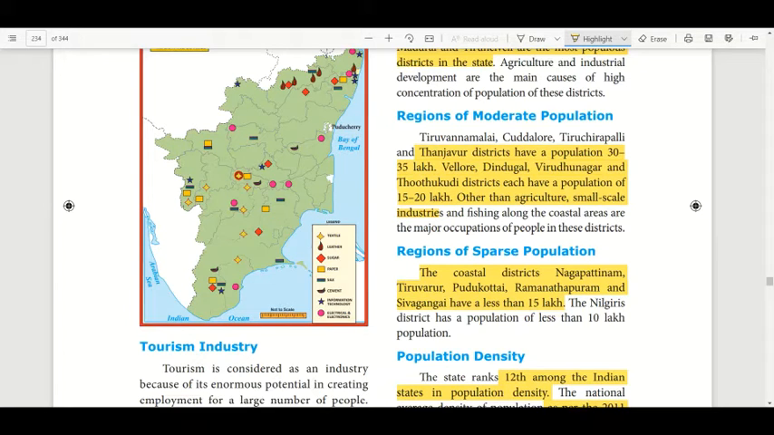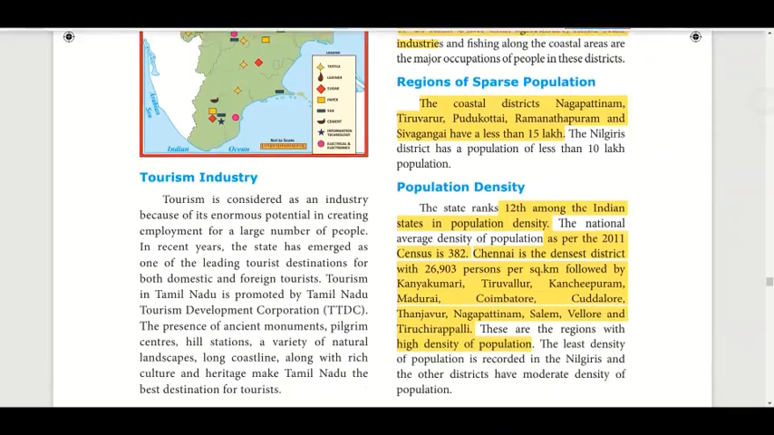Next, regions of sparse population. The sparse population is found in the coastal districts of Nagapattinam, Tiruvallur, Pudukkottai, Ramanathapuram and Sivagangai. So these have a smaller population, that is 15 lakhs only.